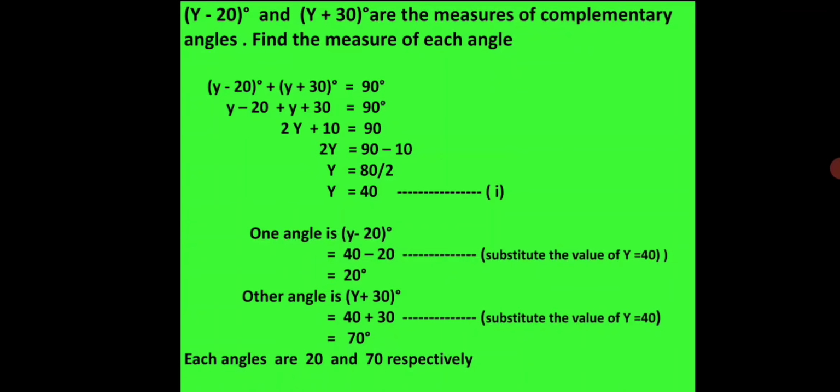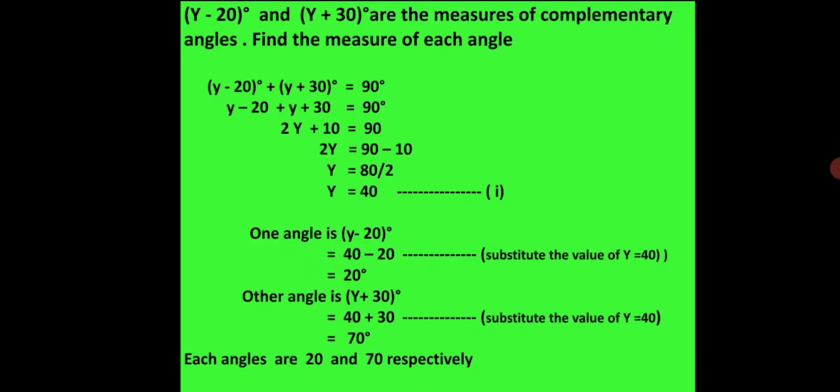First of all, as we know the concept, if the sum of the measures of two angles is 90 degrees, then they are known as complementary angles. So if the two angles are complementary, their measure adds up to 90 degrees. We will apply this concept in this question. By adding the two angles and equating to 90 degrees, then solving it, we get the value of y, that is y is equal to 40 degrees. This is equation number 1.